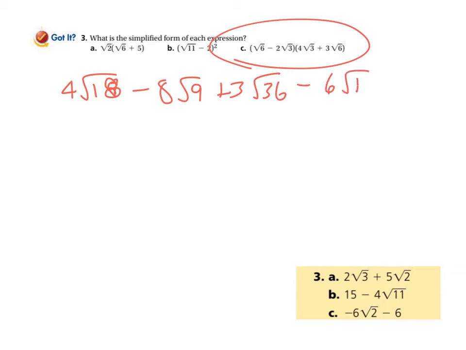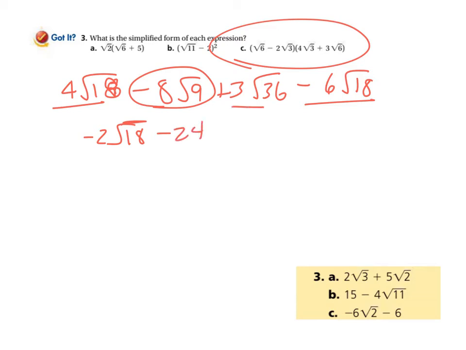Minus 6 square roots of 18. Now we've got 4 square roots of 18 minus 6 square roots of 18. That's negative 2 square roots of 18. Again, I know there's a 9 going to come out of there, but we'll do that in a minute. And this becomes 24, right? 8 times 3, so minus 24. This is 3 times 6, so it's plus 18.